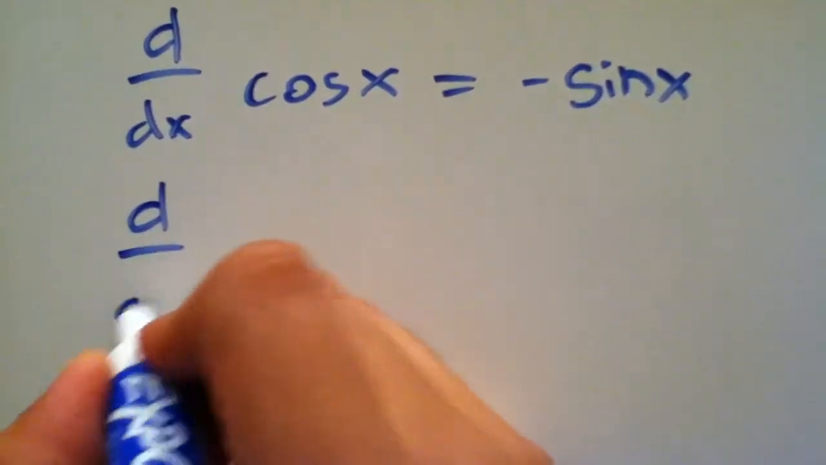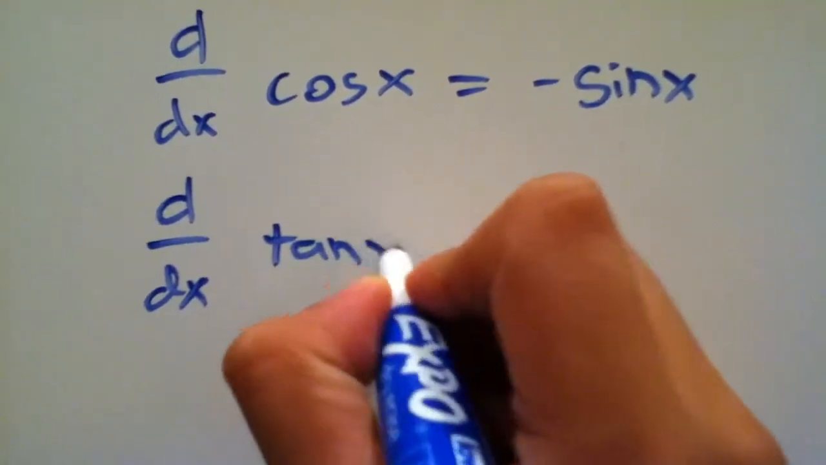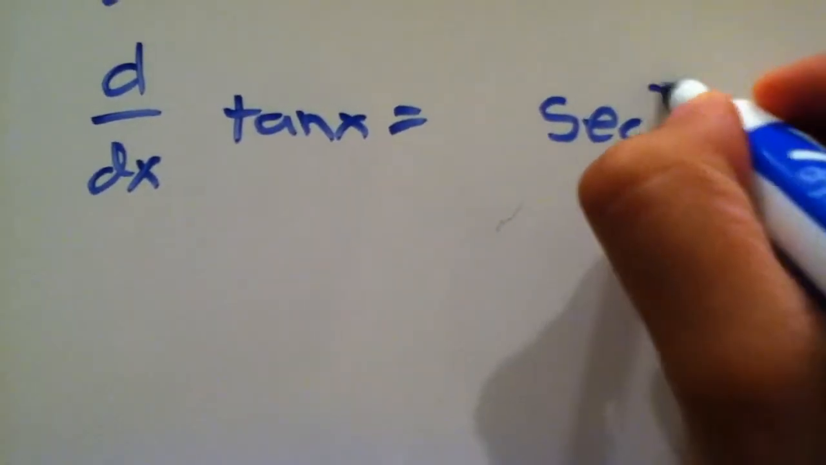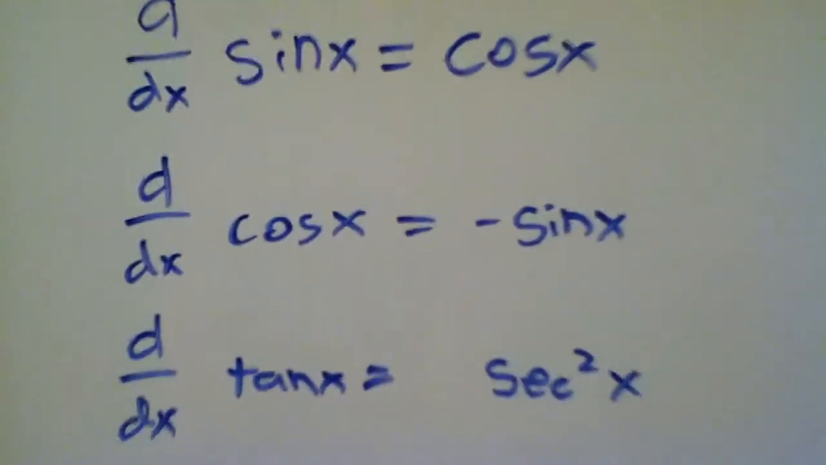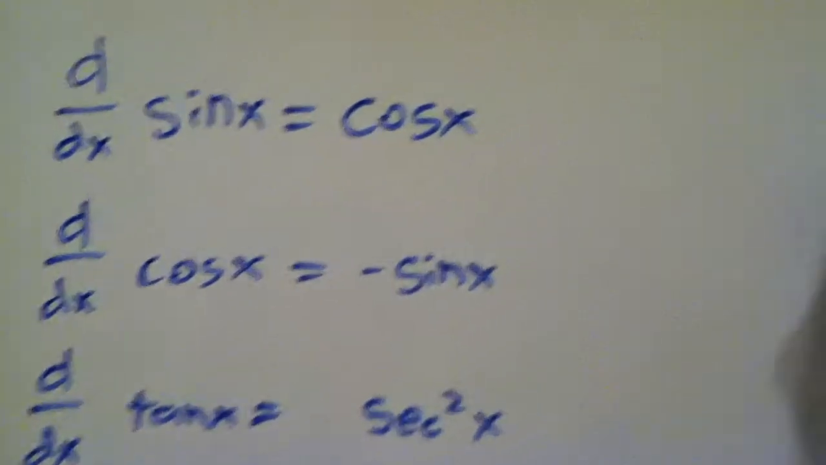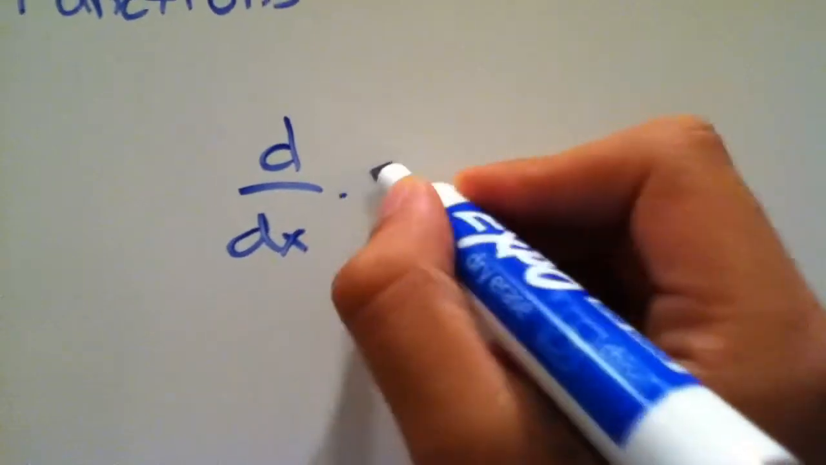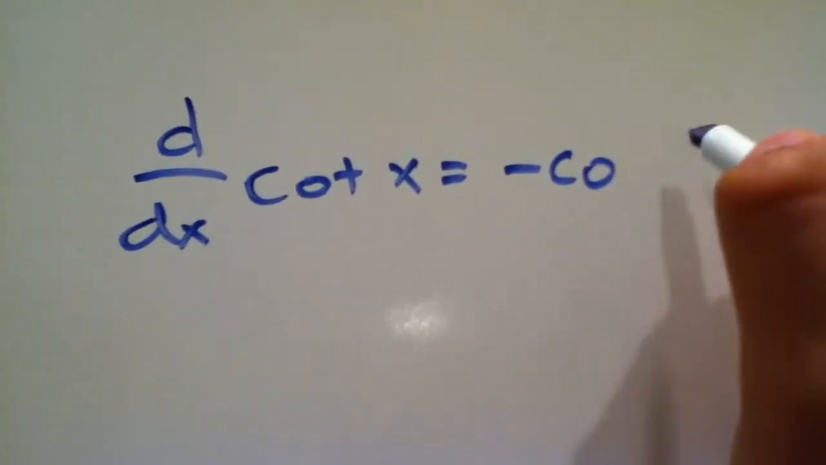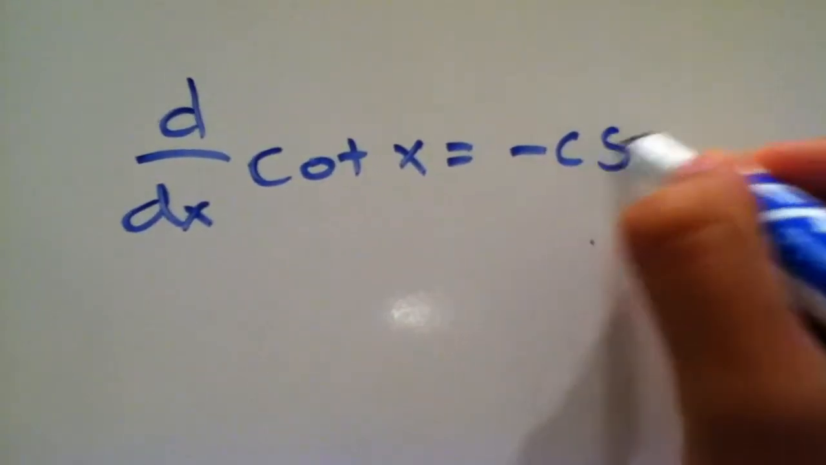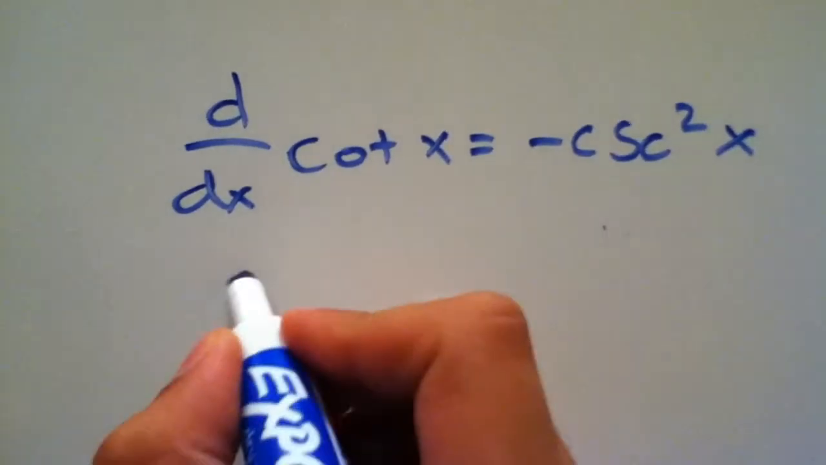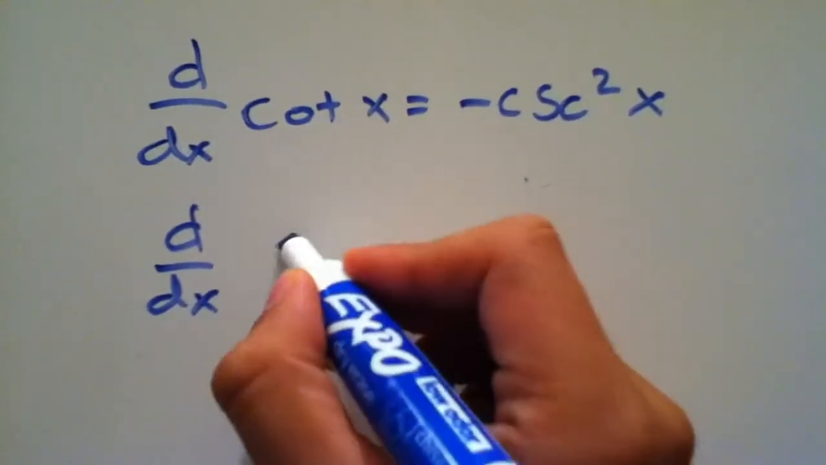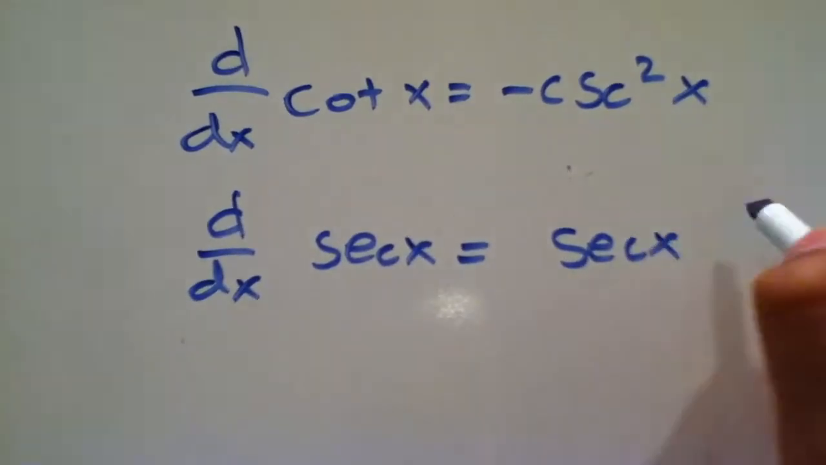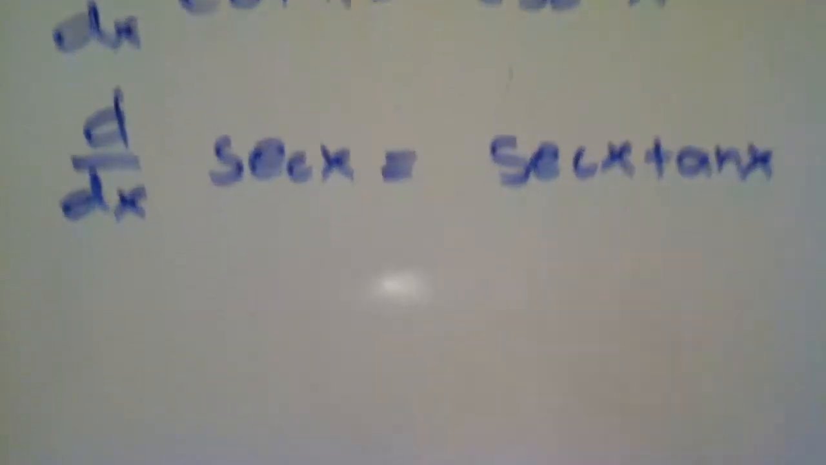The derivative of tangent x is equal to, not negative, just secant squared x. The derivative of cotangent x, this one is equal to negative cosecant squared x. The derivative of secant x is equal to secant x multiplied by tangent x.